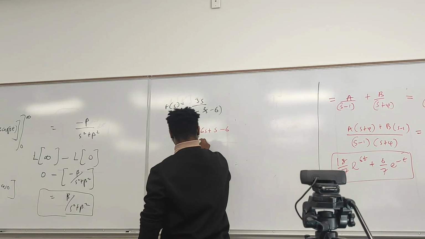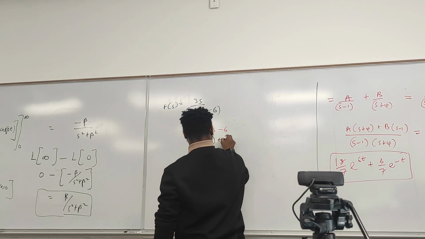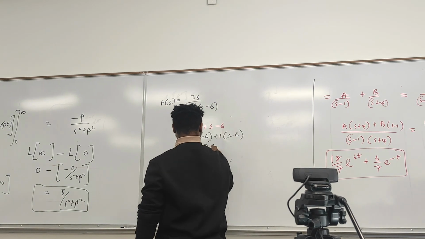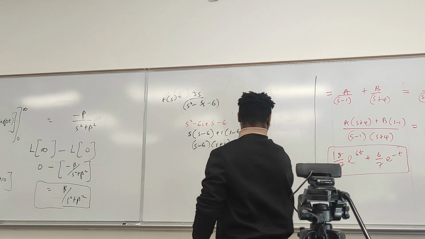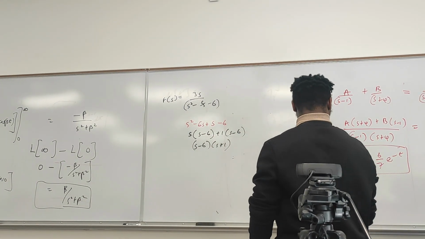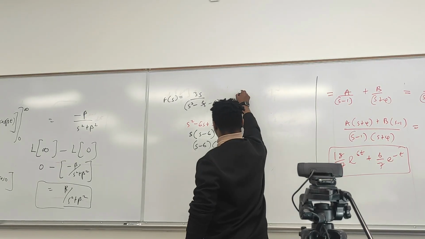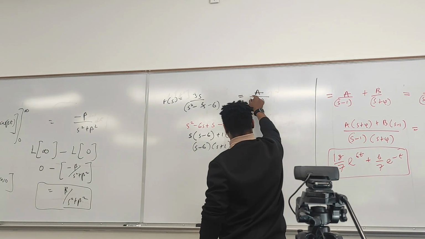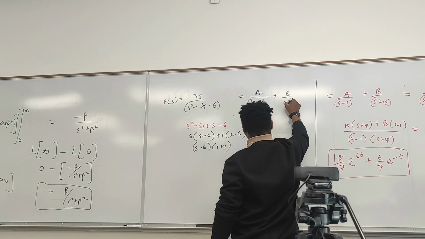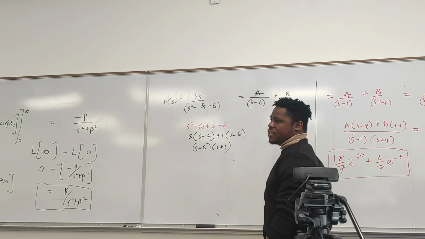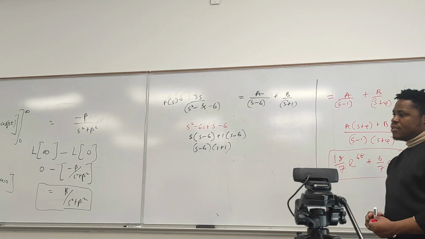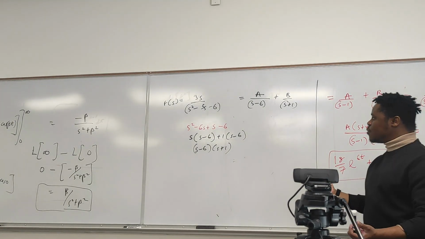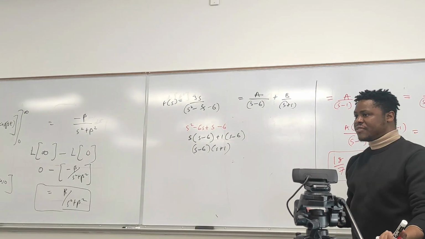So that will be (s - 6)(s + 1). So that becomes (s - 6)(s + 1). That's this factorization, right? If that's the case, this fraction becomes A/(s - 6) + B/(s + 1), because I already split this. This is the first step. Then the second step is we need to find the values of A and B.